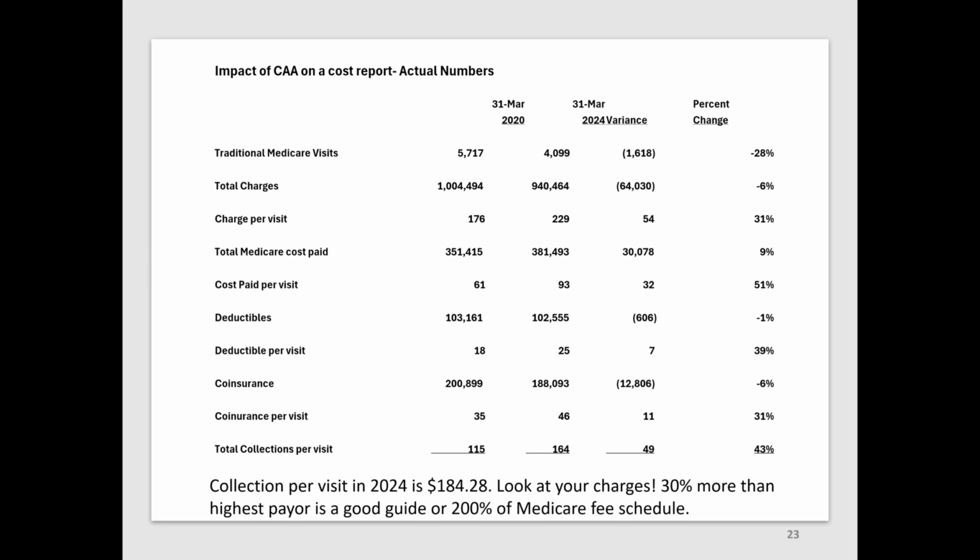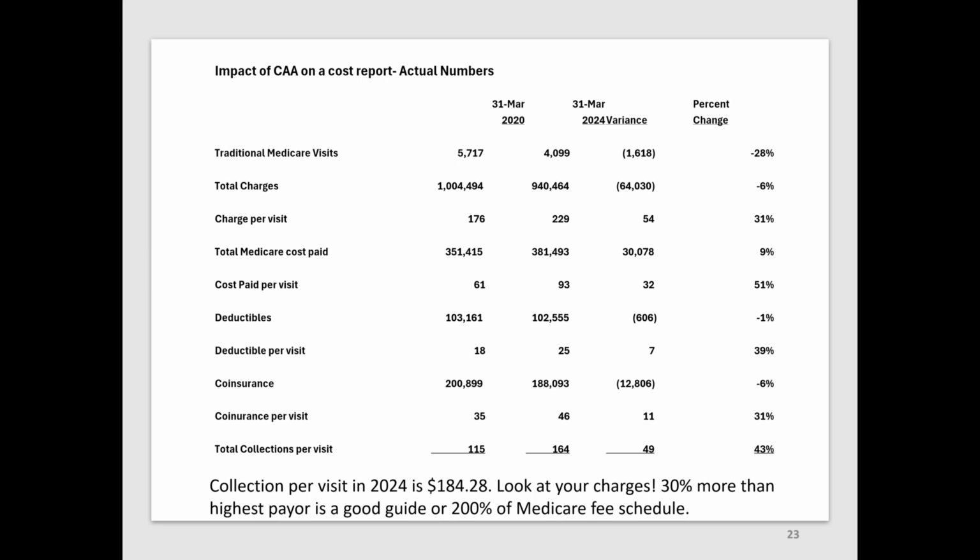Because remember, your traditional Medicare patient has a co-insurance of 20% of your actual charge in a rural health clinic. So you'll actually be charging them more than if they went to a fee-for-service clinic, because a fee-for-service clinic has a limiting charge on that. They can only charge $17.25 or some such number for a 99213. Well, you can charge 20% of $229 to that patient.